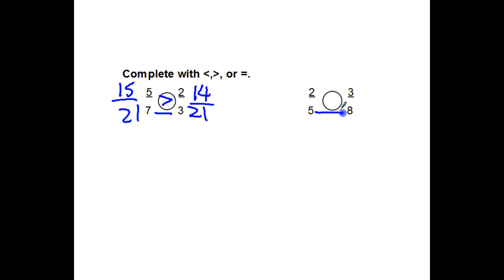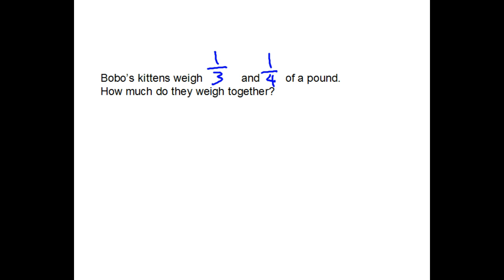Let's come over to this one. 5 times 8 is 40. 2 times 8, 16. 3 times 5, 15. 2/5 is bigger than 3/8 by just a little bit. Notice the 2 is less than the 3 and the 5 was less than the 8, so you can't just look at the numerators or denominators. You need to change them to get the same denominator, then I can just check the numerators.